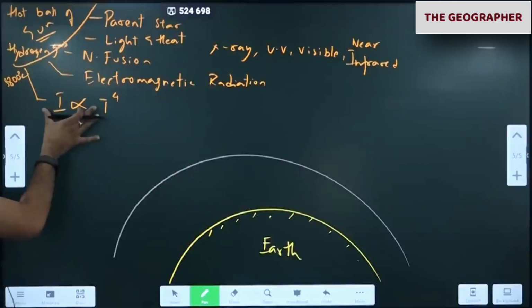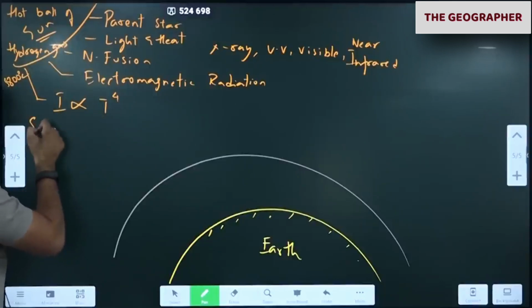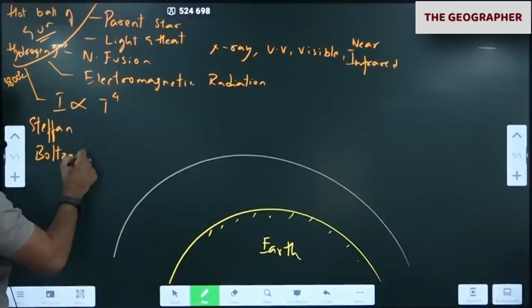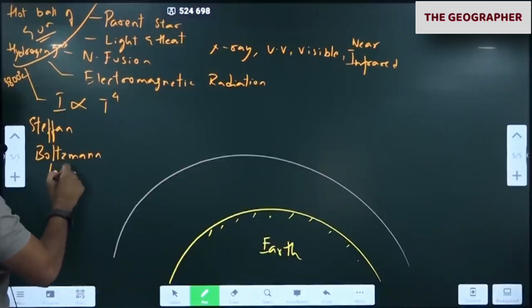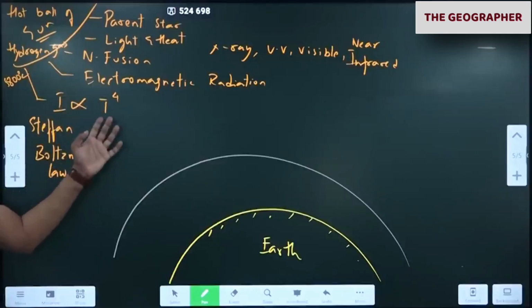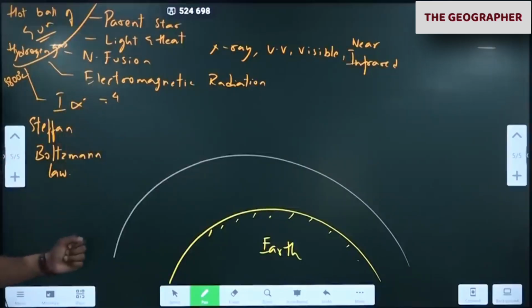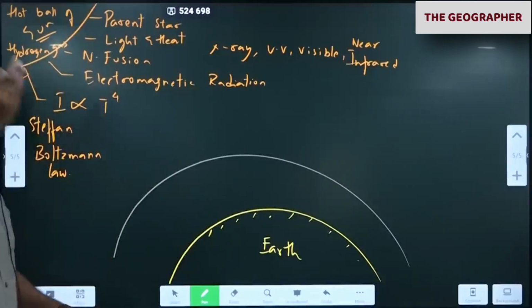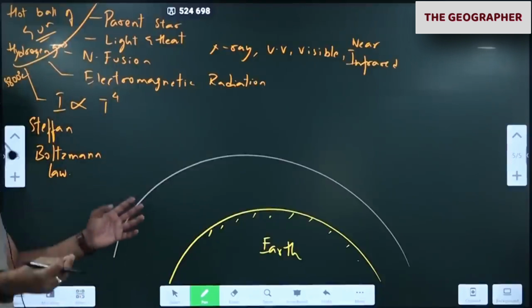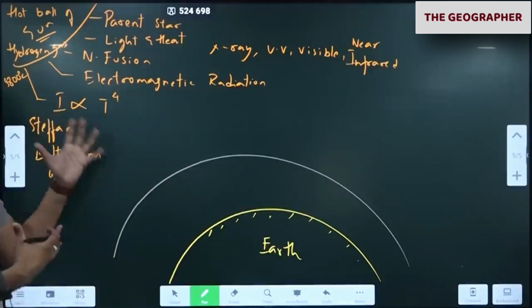This is called the Stefan-Boltzmann law. The intensity of radiation emitted by any hot object is directly proportional to the fourth power of its temperature. Any hot object can be a bulb, a candle, or a stove. Whatever its surface temperature, raised to the power of 4 is the amount of radiation emitted.